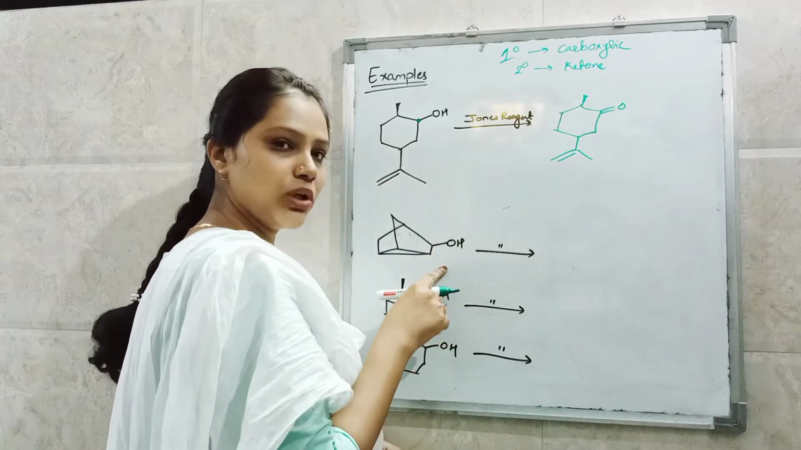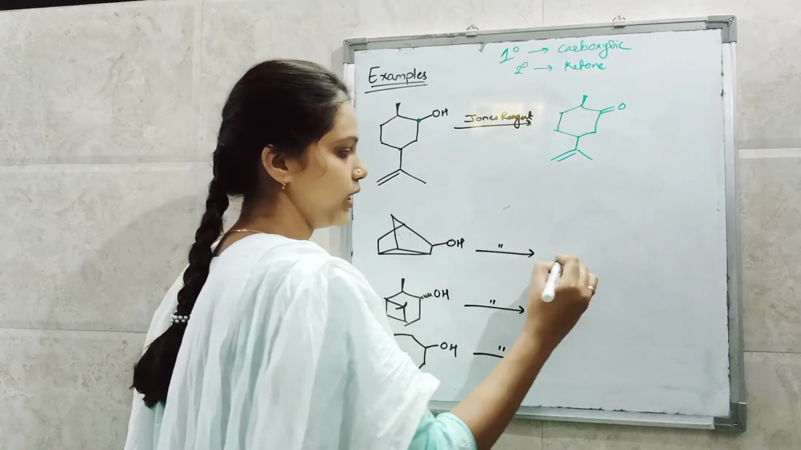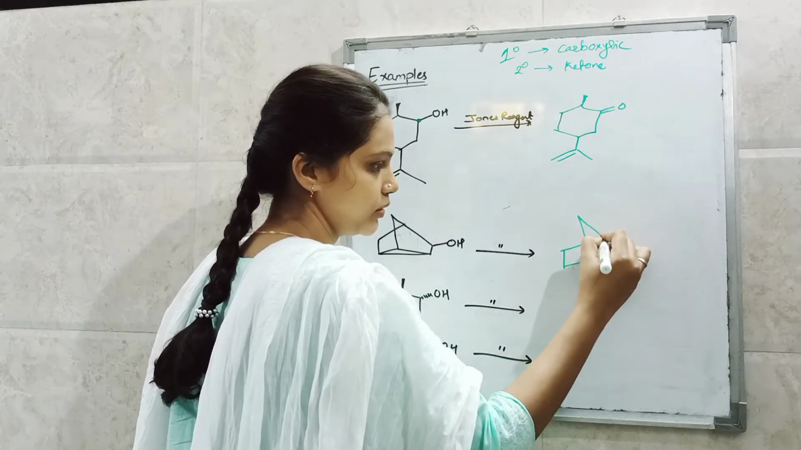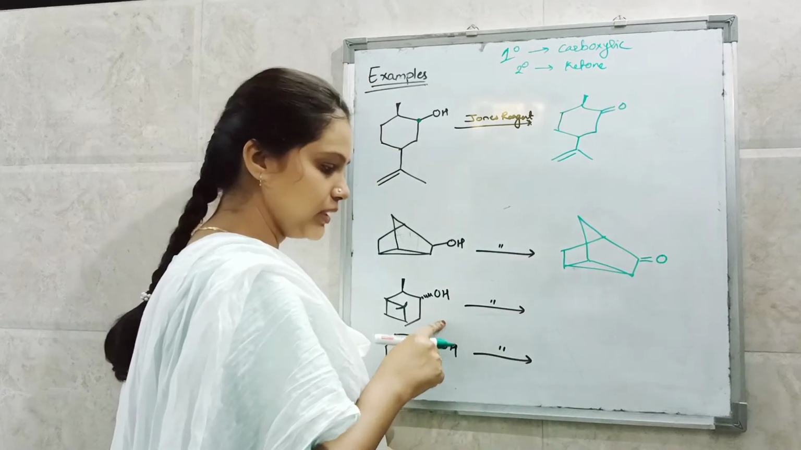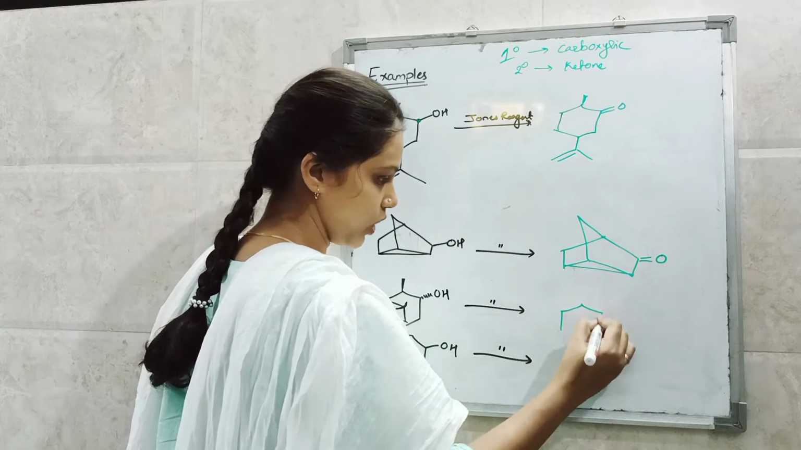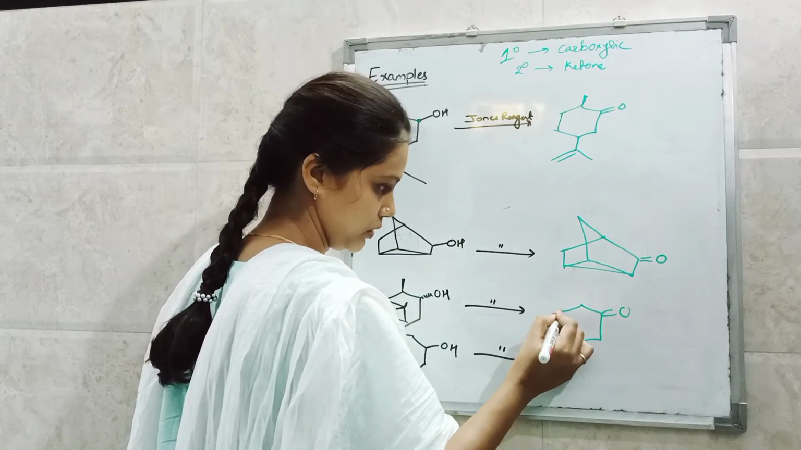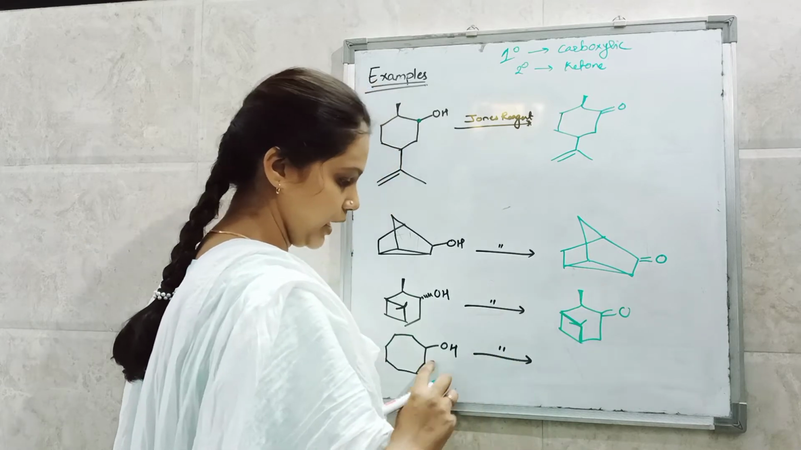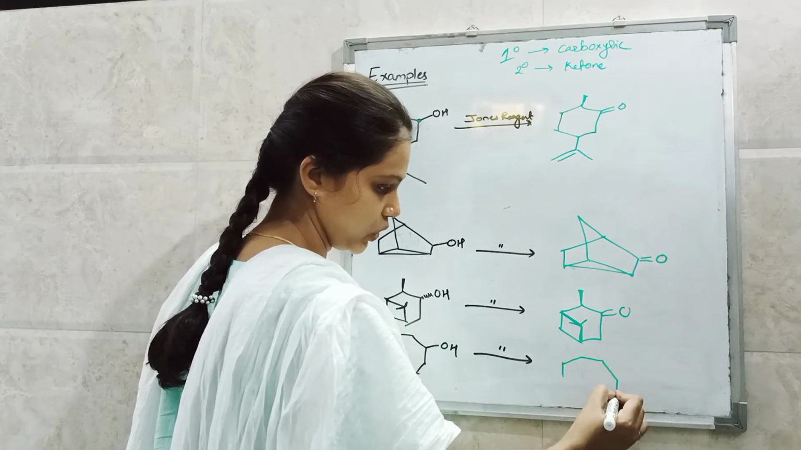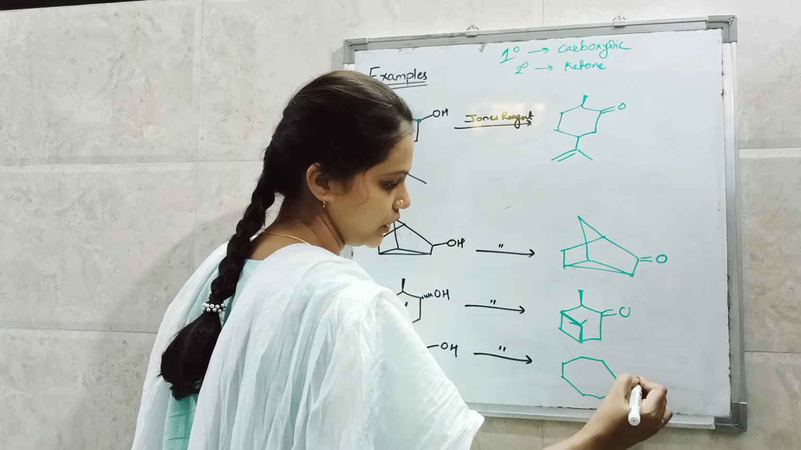Here this is also a secondary alcohol, so this will oxidize to ketone. Here again the secondary alcohol is there, so it will oxidize to ketone. So this will be your product, and this cyclooctanol is further oxidized to give you ketone.